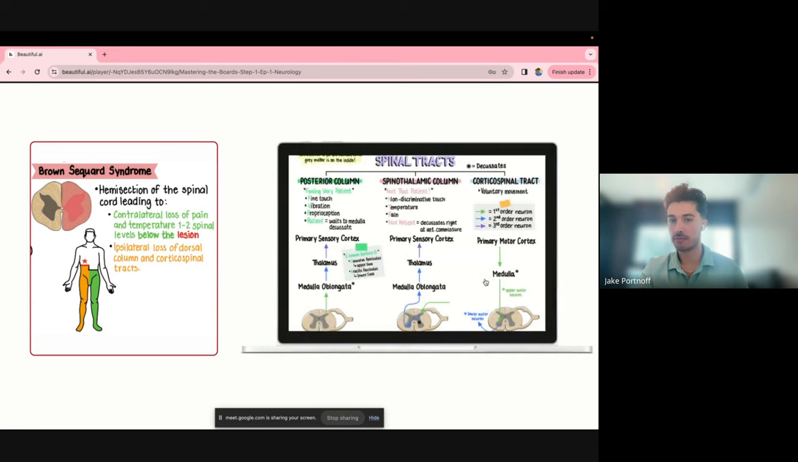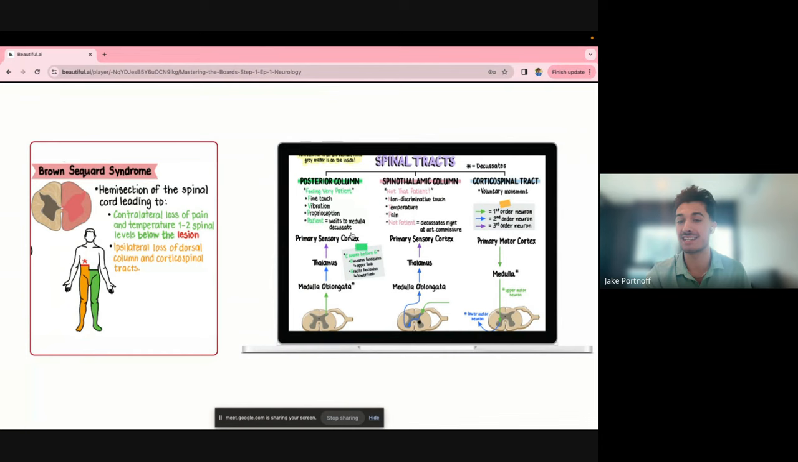Okay, we have our posterior dorsal column, which these mnemonics are honestly some of my favorite and ones that I used on my step exam. They're also in my neurology guide, but feeling very patient is the way that I like to remember our posterior dorsal column, because it not only tells me that our dorsal column does our fine touch, vibration, and proprioception, but the feeling very patient tells me that this actually waits to decussate until the medulla.